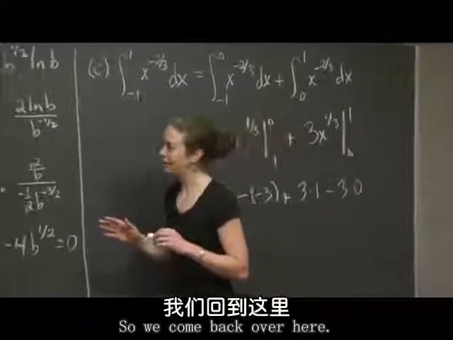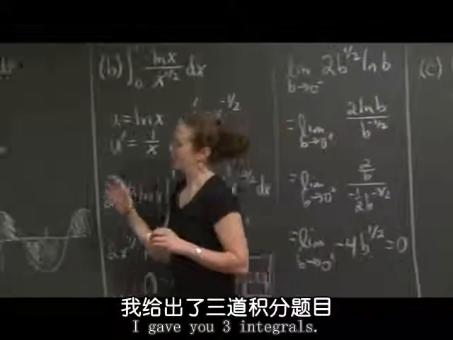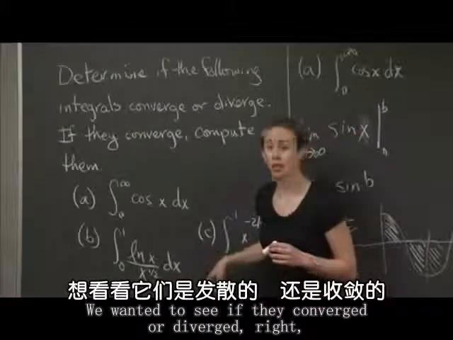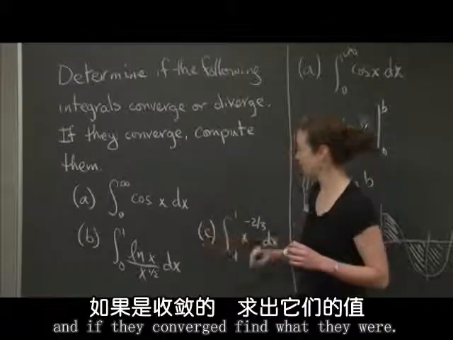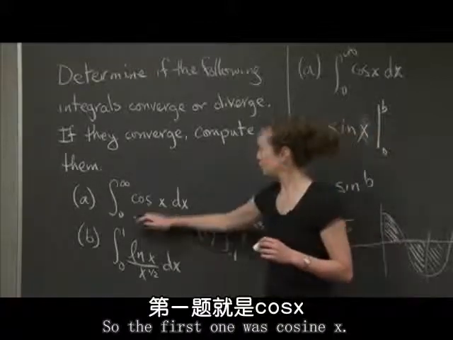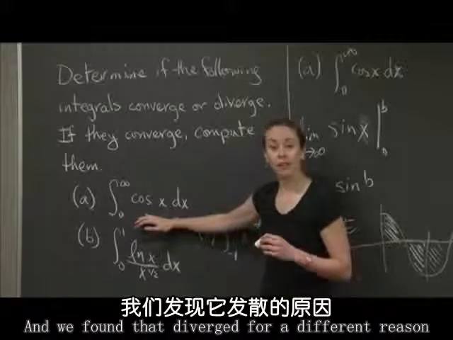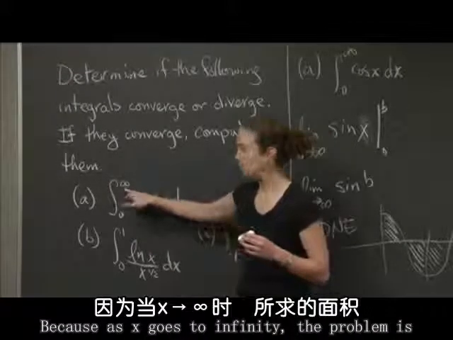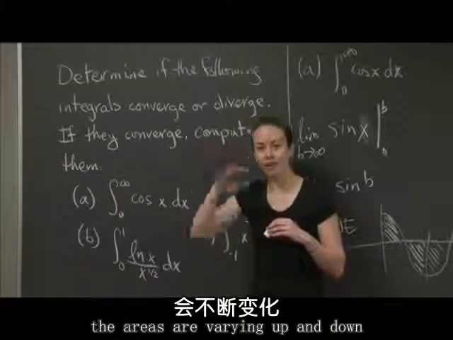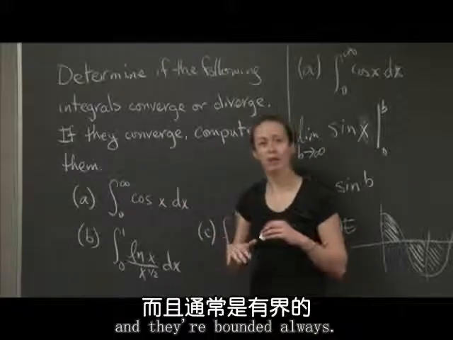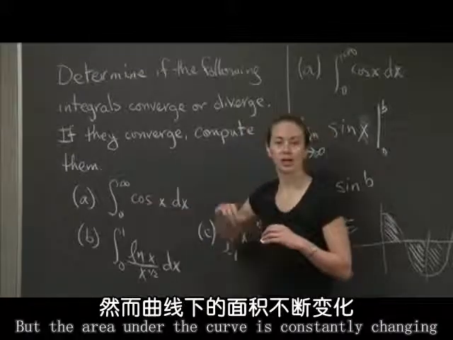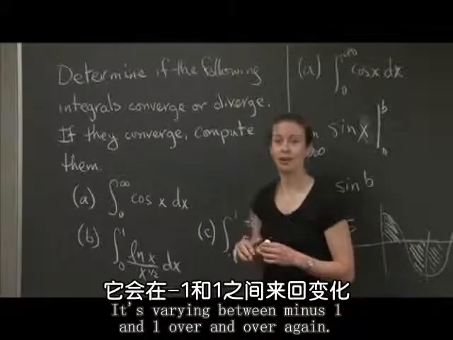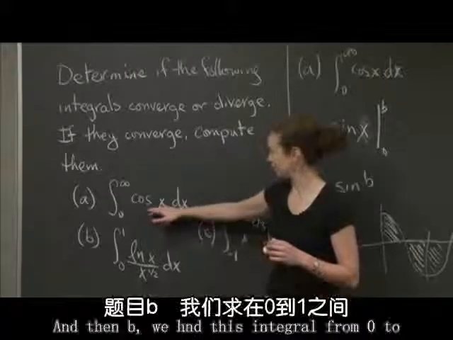So we come back over here. I gave you 3 integrals. We wanted to see if they converged or diverged, right? And if they converged, find what they were. So the first one was cosine x, and we found that that diverged for a different reason than what we've seen before. Because as x goes to infinity, the areas are varying up and down, and they're bounded always. But the area under the curve is constantly changing, and it's not converging to a fixed value. It's varying between -1 and 1 over and over again.